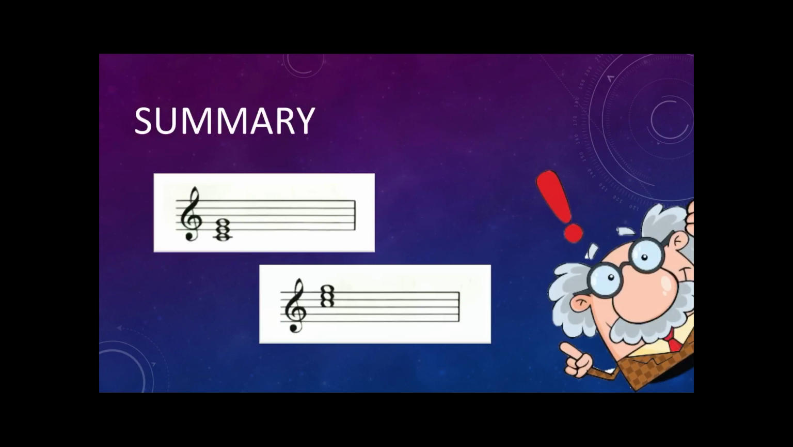Now we will summarize today's video. Firstly, the lowest note in the tonic triad is the tonic, or key note. The notes in a triad follow a simple pattern. If the tonic is on a line, the other two notes are on the next two lines above. If the tonic is in a space, the other two notes are in the next two spaces above.